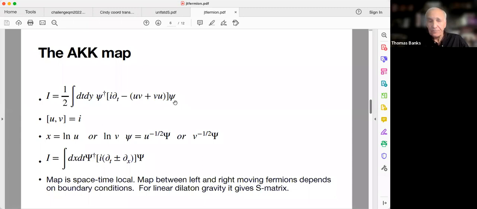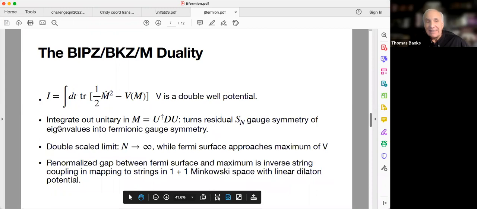That theory naturally has an S matrix interpretation. The left moving fermions come in and they bounce and they come back as right moving fermions. That S matrix can be computed exactly from the solutions of the upside down harmonic oscillator problem. And they're essentially given by the Eto, sorry about that.